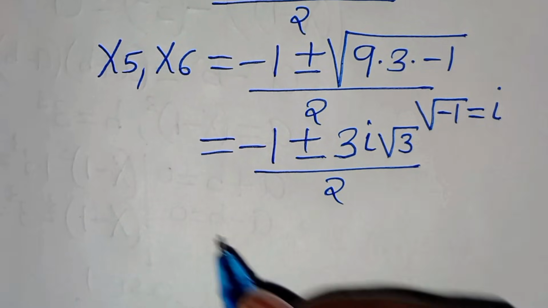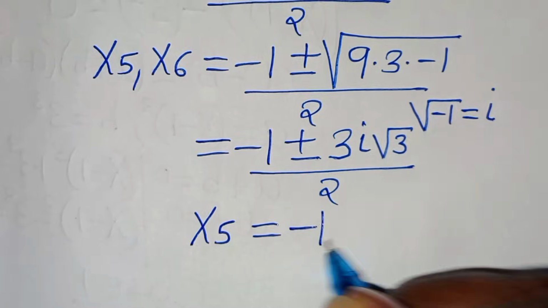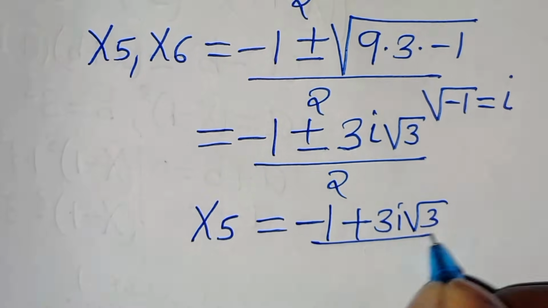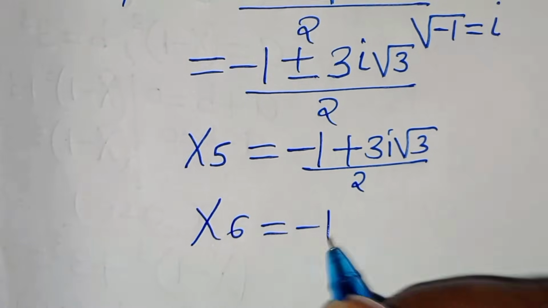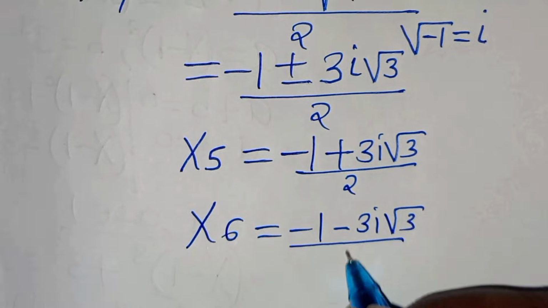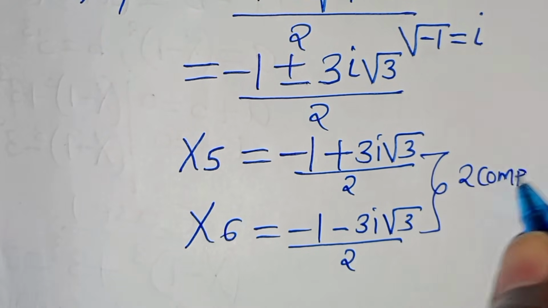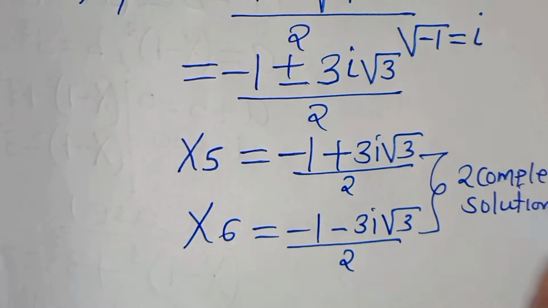And this means that x5 is equal to -1 plus 3i square root of 3 divided by 2. And we have x6 equal to -1 minus 3i square root of 3 divided by 2. And these are two complex solutions under case 2.